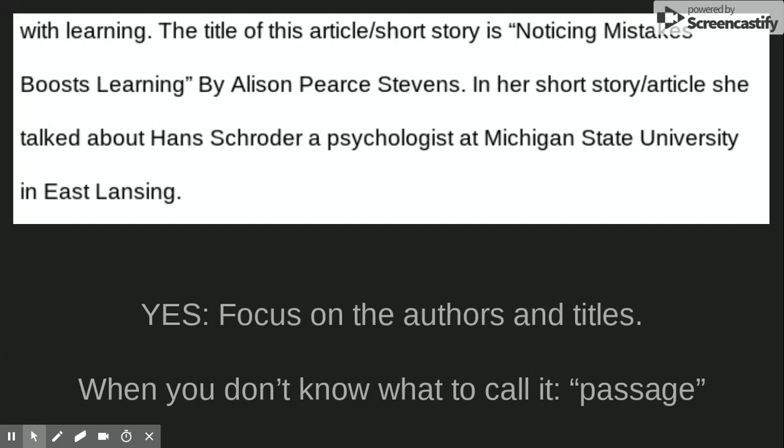If we take a look at this piece from a student, the title of this article is Noticing Mistakes Boost Learning by Allison Pierce Stevens. The yes here is that you do want to focus on authors and titles, making sure, like this person, that you capitalize them and put them in quotes. You don't necessarily have to write out the full author name, but it definitely wouldn't hurt. It allows you to stay focused. If you don't know what to call it, like an article or a short story, a great thing to default to is to call it a passage. So the title of this passage is, and then you can feel comfortable whether it's fiction, historical fiction, or nonfiction, because a passage would just be a piece of text that's included.